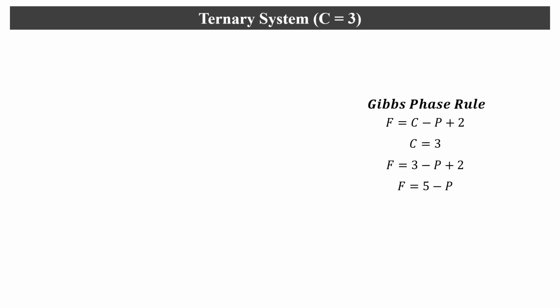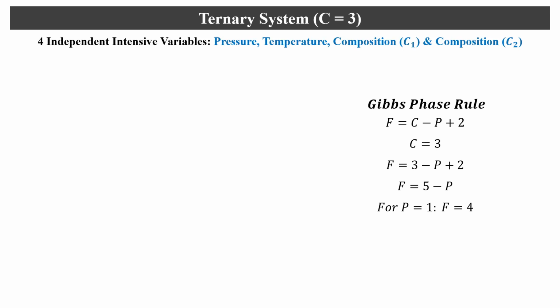Now let us see what happens when you try to increase the number of components to 3. That is called a ternary system. If we apply the Gibbs phase rule in a similar fashion, we can see that F will become 5 minus P. That means for a single phase region, F will become 4. That means we should be having a maximum of 4 independent variables. They are pressure, temperature and 2 composition variables.